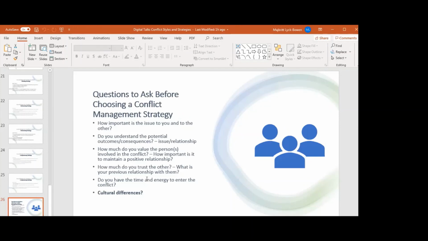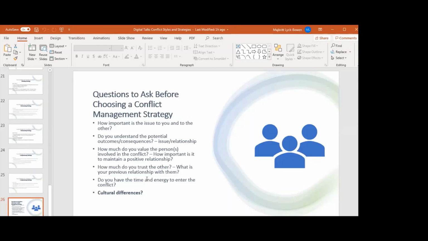I would quickly go through this list of things that I think you should be really thinking about. Really, how important is the issue for you and the other? Is the issue more important, or is the relationship more important? What are the different consequences and outcomes of this particular conflict, again in terms of both the issue and the relationship? How much do you value that other person? Is this a person that you want to have a positive relationship with in the future? Because then perhaps you should change your strategy accordingly.